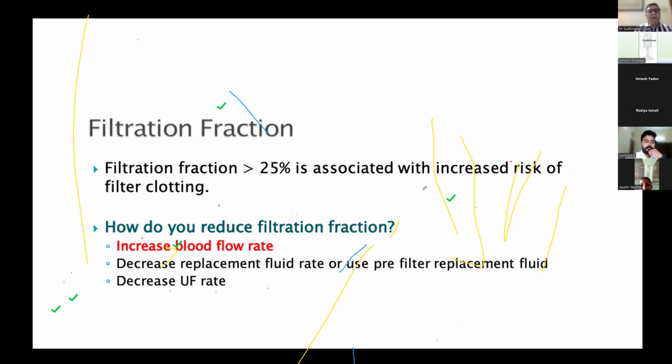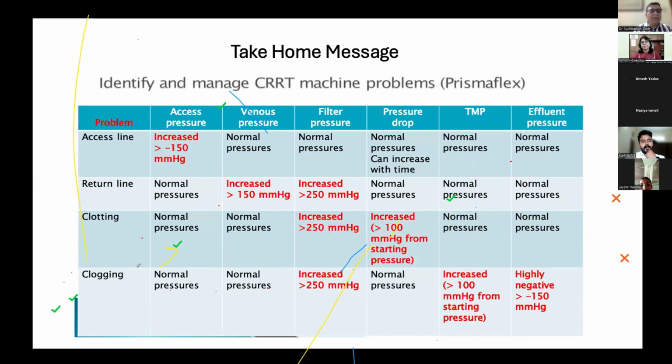But the blood flow rate should be kept at a level where hemodynamic stability is maintained. It cannot be increased very high; it has to be increased slowly, by 25 ml per minute in an hour or so. Subsequently, this is the last line I want to emphasize again: these are the problems which you can face and these are the solutions.